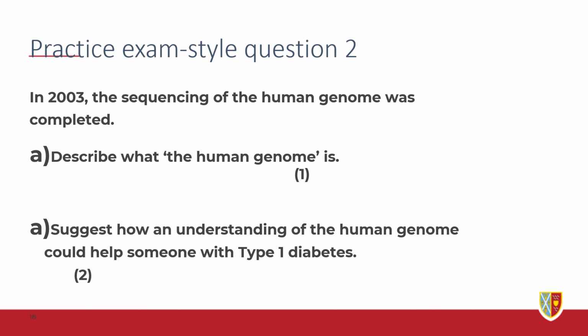So we have another exam style practice question here, and this one we haven't looked at so much. In 2003, the sequencing of the human genome was complete. We want to know what the human genome is and suggest how the understanding of the human genome could help someone with type 1 diabetes. Okay, again, let's jot down a couple of notes on some answers while you've got your video paused, and then I'm going to go through what should have been in those answers.